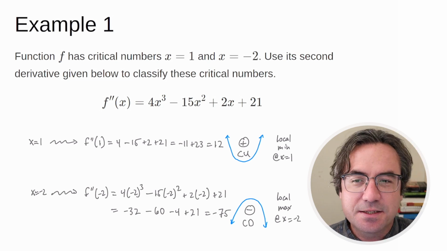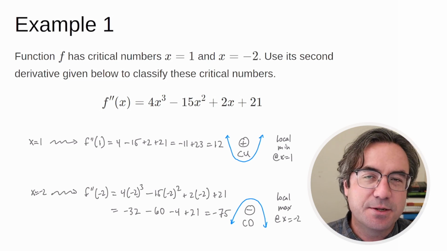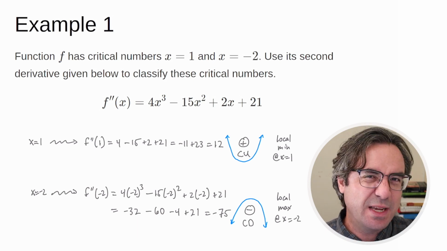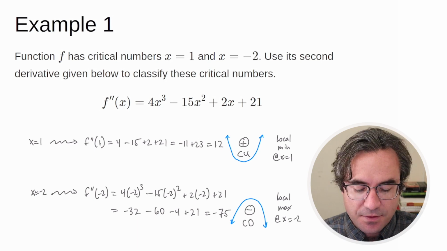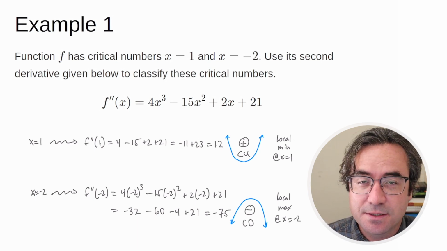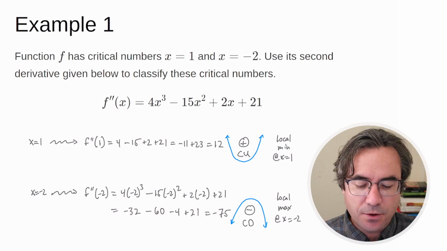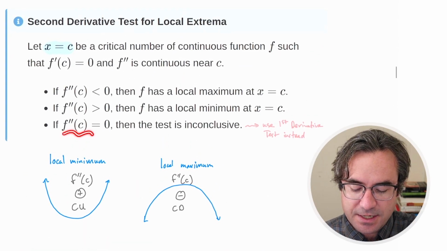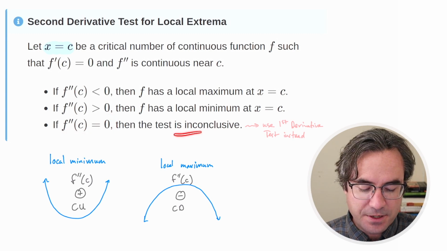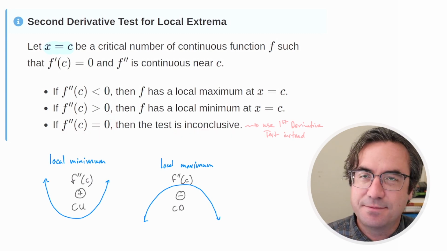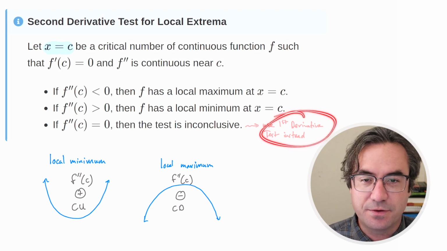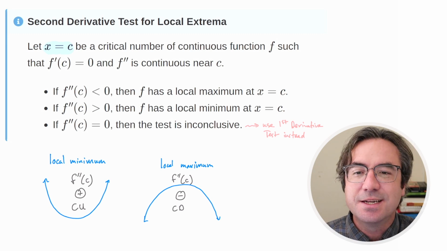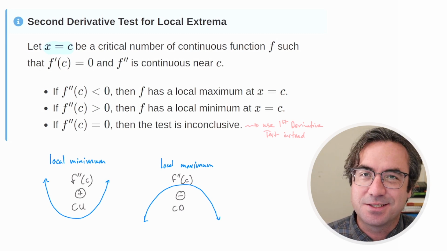The one downside to the second derivative test: this one tends to be quicker than the first derivative test. So when we get to a lot of the application sections, this will probably be our go-to test. The one downside, though, is sometimes it just doesn't work. If we calculate the second derivative and we get 0, the test is inconclusive, and then we have to go to our first derivative test. The first derivative test is nice because it always works. The second derivative test is nice because it's usually quicker.